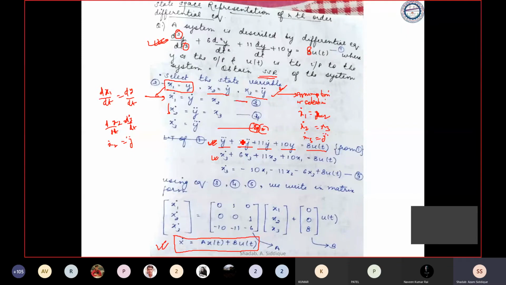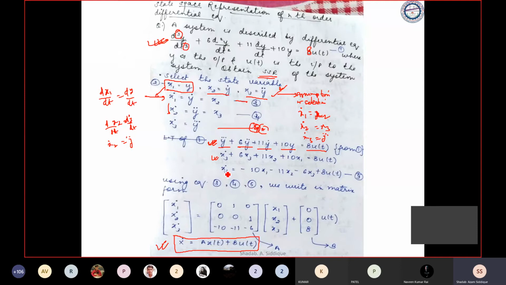And what is y double dot? Y double dot is nothing but x3, I have written here. Again, y dot is equal to x2, that is written here, 11 x2, and plus 10 x1, since y is equal to x1. So that's why it is written as 10 x1, which is equal to 8 u of t.